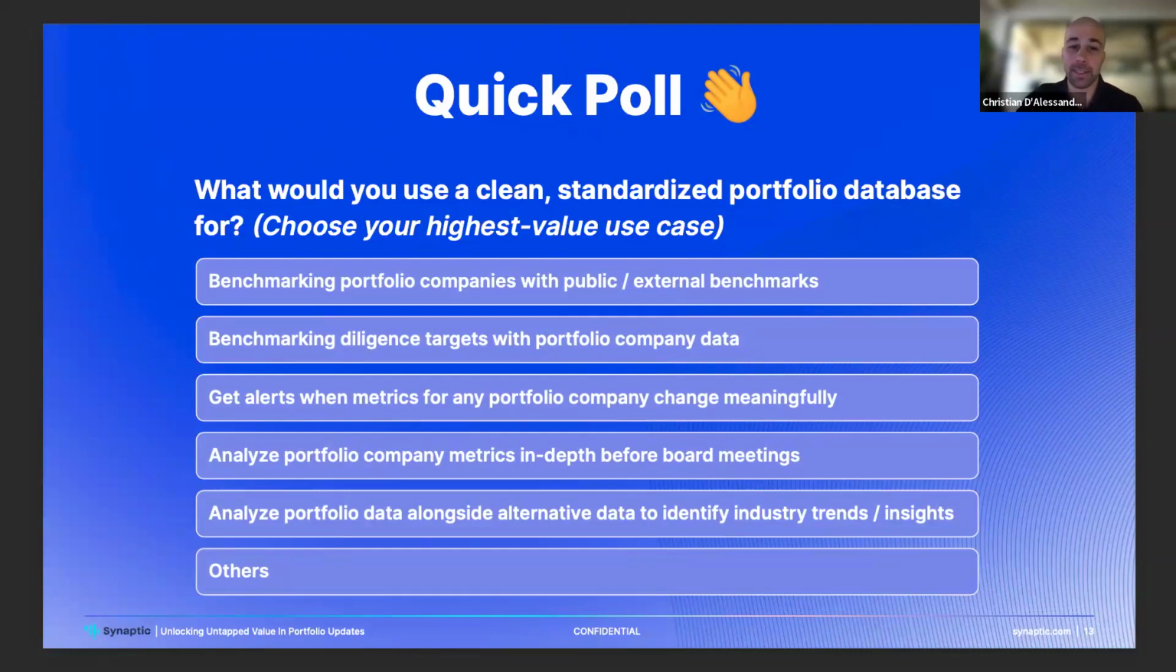For everyone looking at this poll right here, I'll just read it out and then give 30 seconds for folks. It says, what would you use a clean standardized portfolio database for? Choose your highest value, so don't choose multiple here. We expect that these will probably have a variety of solutions, but there are some universal use cases as well that it seems like everyone we speak to really wants to implement. We'll give a few more seconds as these responses trickle in.